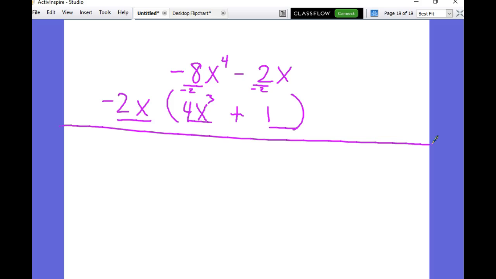All right, so here's one for you guys. Ready? I don't like this. I don't understand. 24x to the 3rd minus 14x to the 5th.